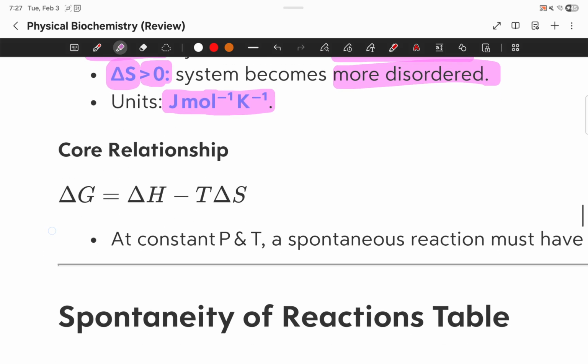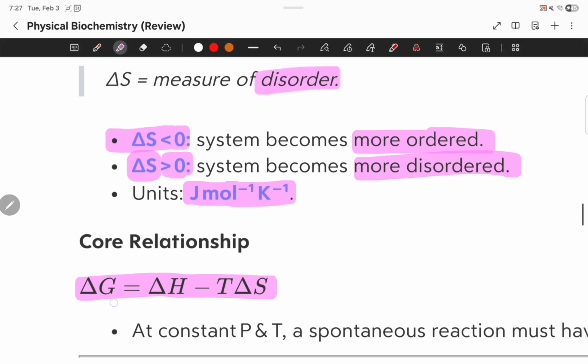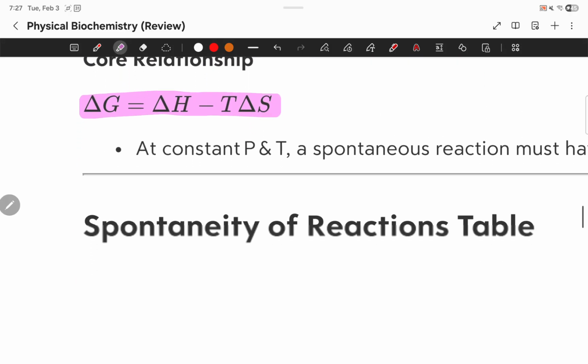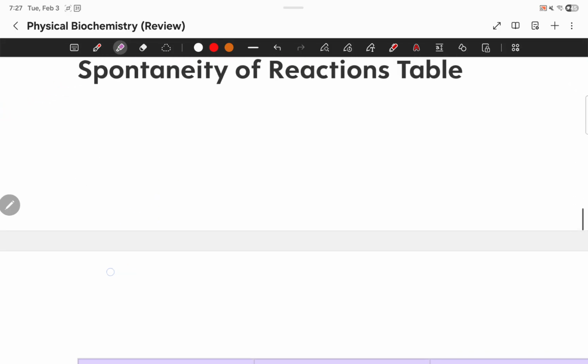Now, talking about the relationship between Gibbs, enthalpy, and entropy. Okay, this is the relationship between the three of them, where delta G, Gibbs energy, is equal to enthalpy minus temperature times entropy. Okay, I hope that made sense. And we're talking at constant pressure and temperature. Spontaneous reaction must have delta G greater than 0.